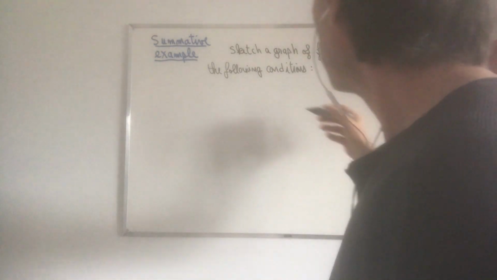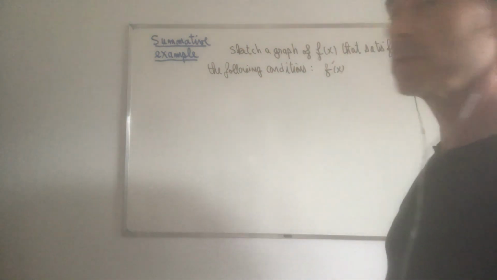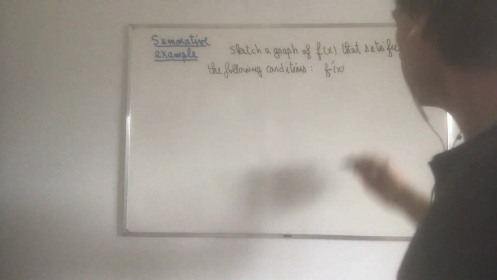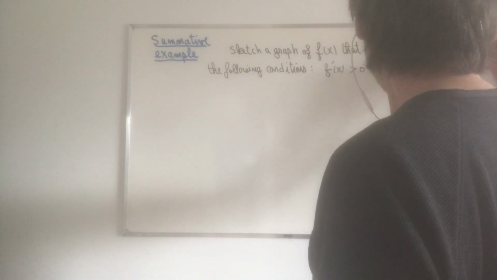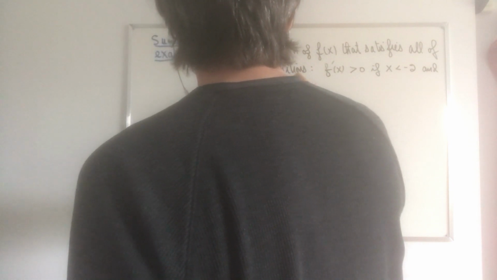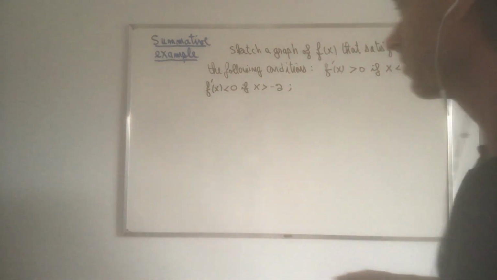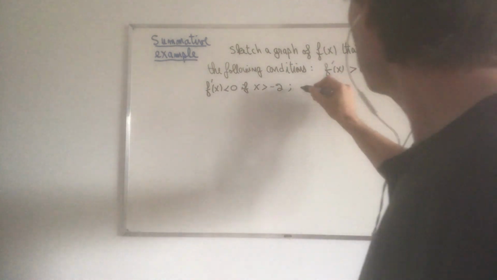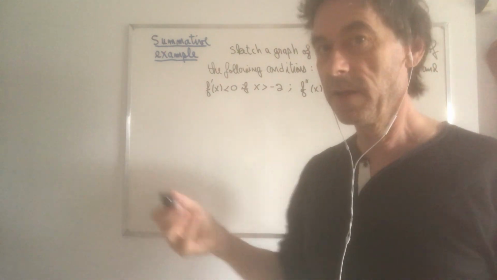I'm going to say, first of all, f prime of x is actually going to be greater than 0 if x is less than minus 2, and f prime of x is going to be less than 0 if x is greater than minus 2. So I'm giving you some conditions here that pertain to the first derivative. Now, furthermore, I'm going to give you the second derivative. We're going to have to see what this means.